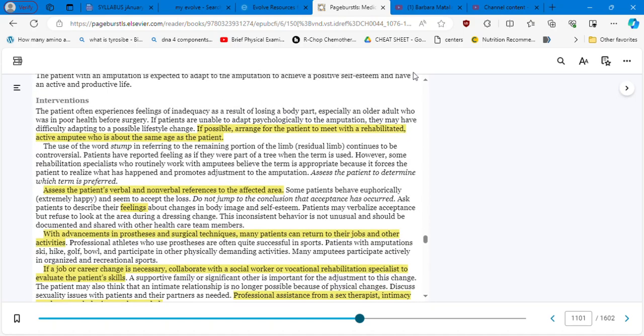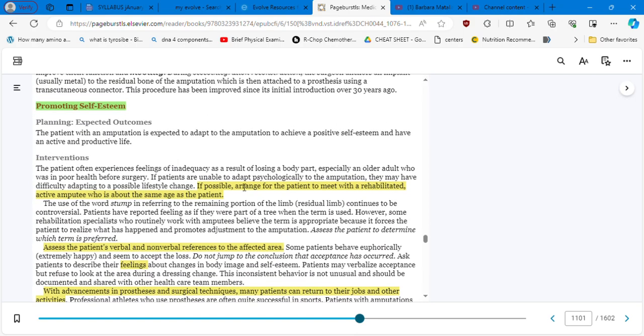Promoting self-esteem. If possible, arrange for the patient to meet with a rehabilitated active amputee who is about the same age as the patient. And this intervention is crucial. I hope everybody that went through an amputation has this opportunity to meet with a rehabilitated active amputee, a person in the same category with the same problem, rehabilitated with a strong mental status. This is a nice support.